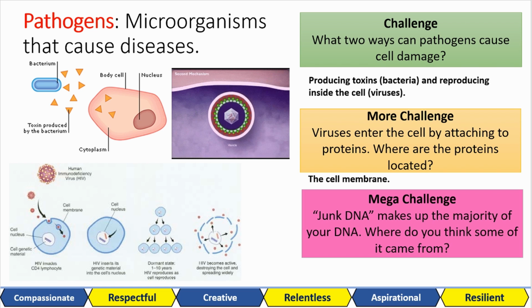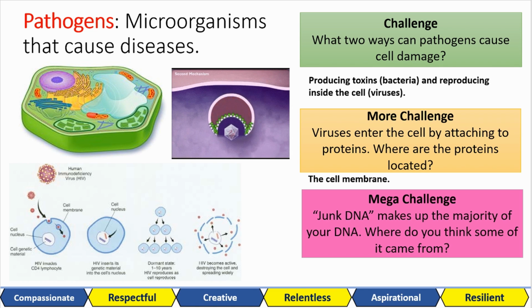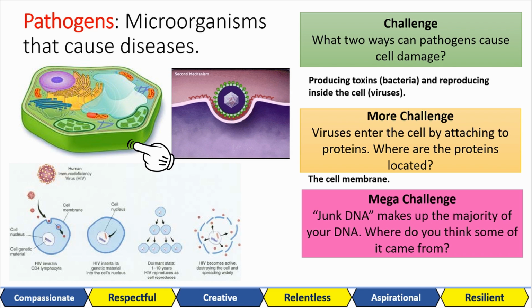Viruses attach to proteins located on the surface membrane, the cell membrane. Remember that this is the outer layer of animal cells. Even though the outer layer of plant cells is the cell wall, this isn't where the virus is attached to on plants. They're still attached to the cell membrane just beneath the cell wall.